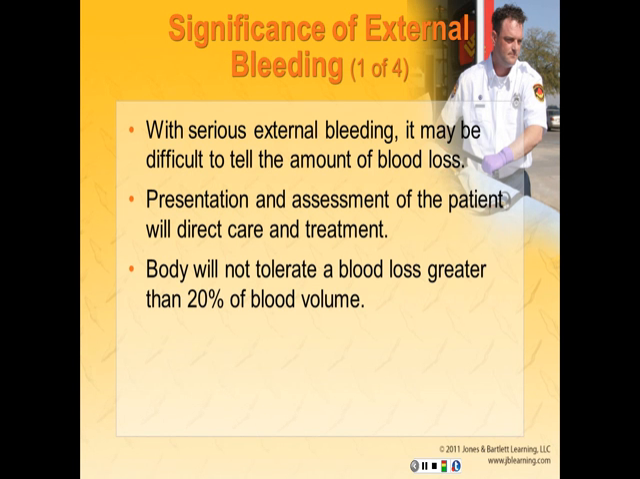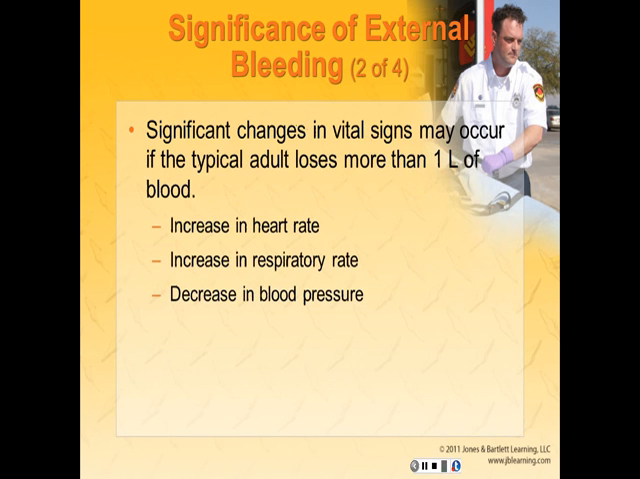The body will not tolerate an acute blood loss of greater than 20% of the volume, and the typical adult has approximately 70 milliliters of blood per kilogram of body weight. Significant changes in vital signs may occur if the typical adult loses more than 1 liter, or the equivalent of about 2 pints of blood. The heart rate will increase, the respiratory rate will increase, and blood pressure will begin to fall. Because infants and children have less blood volume to begin with, the same effect is seen with smaller amounts of blood loss.